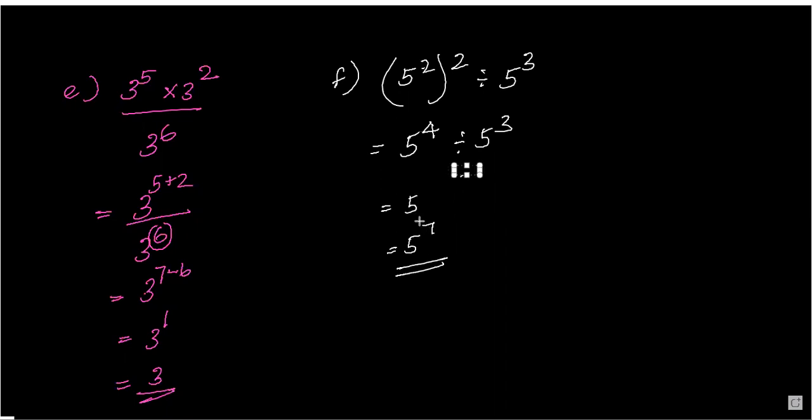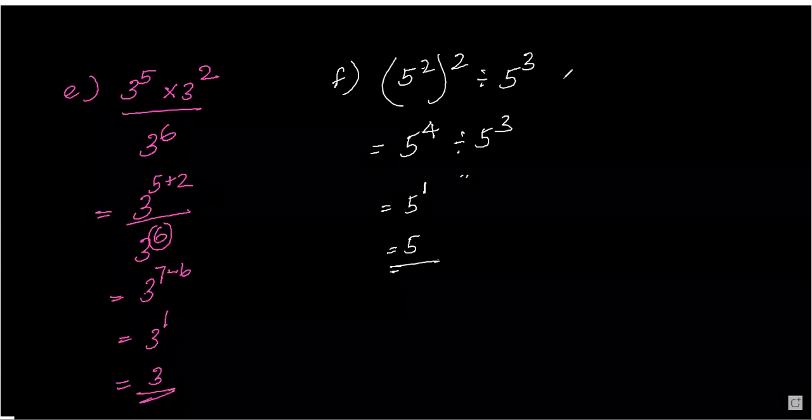5 to the power 1. Our answer is 5 then. We can write 5 to the power 1. 5 to the power 1 means 5.